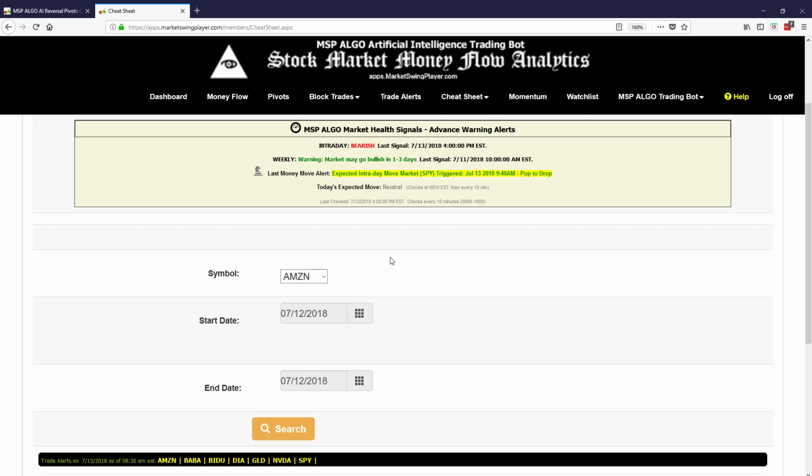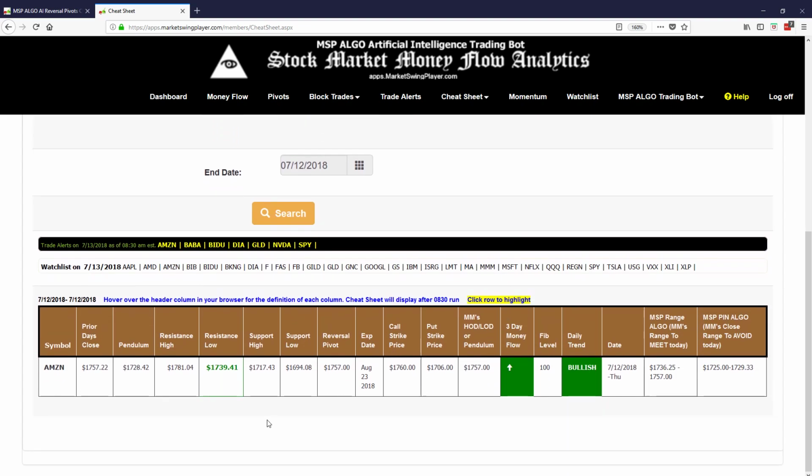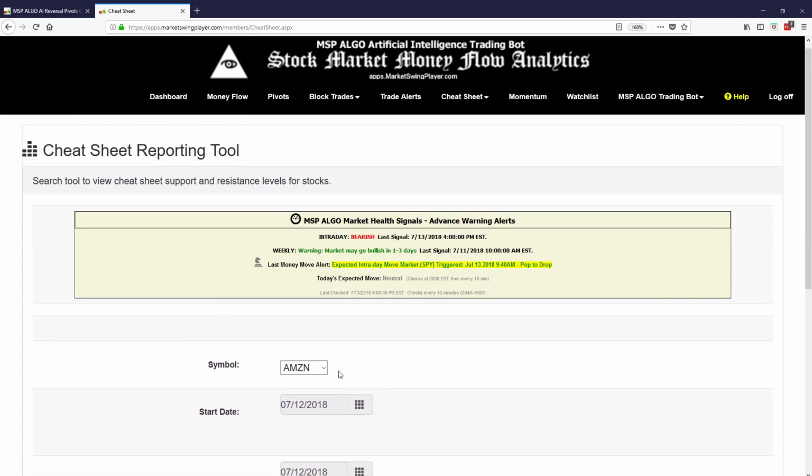Since this is a breakout, I'm going to do a search for Amazon to try to find out where the next resistance is. We could see that based on this time frame, it's about 1780, and price is near 1760-ish, I believe. So we probably got a $20 pop on here. So we found our support and next resistance. You could find support or resistance by going to the cheat sheet for the day.